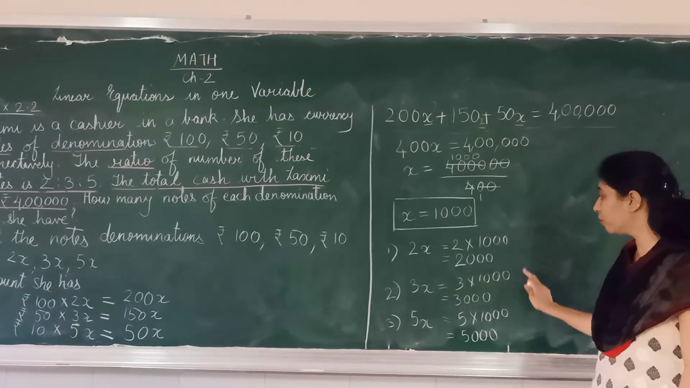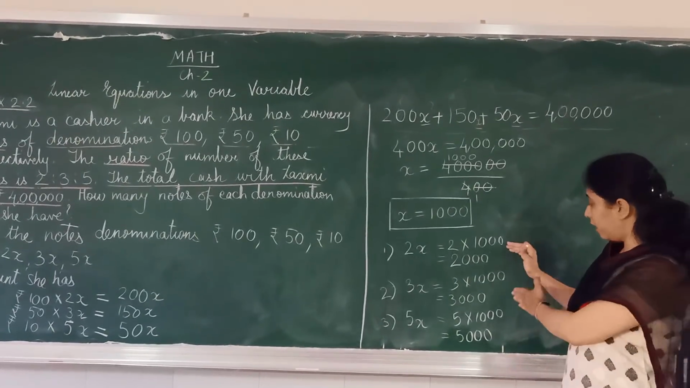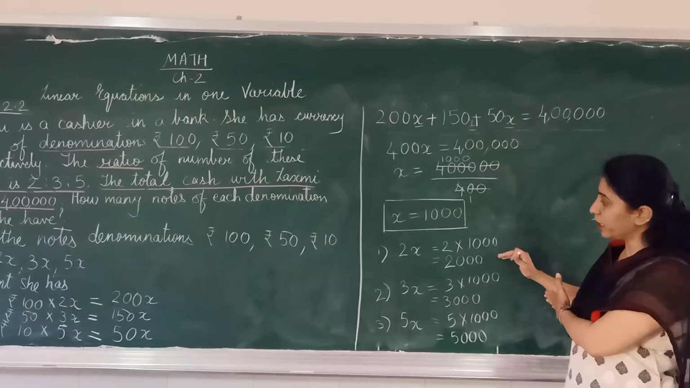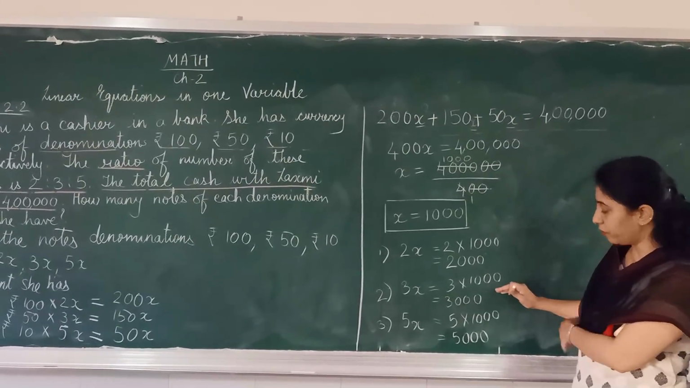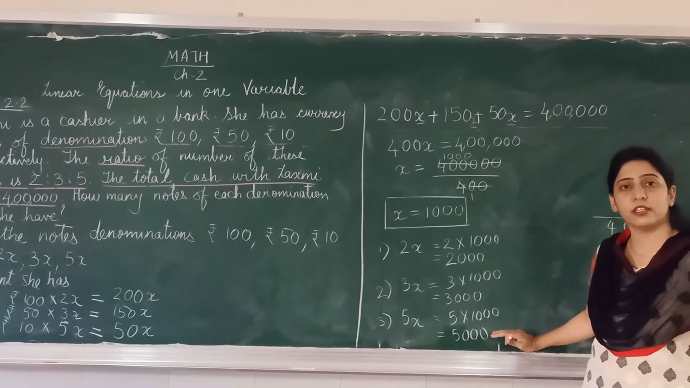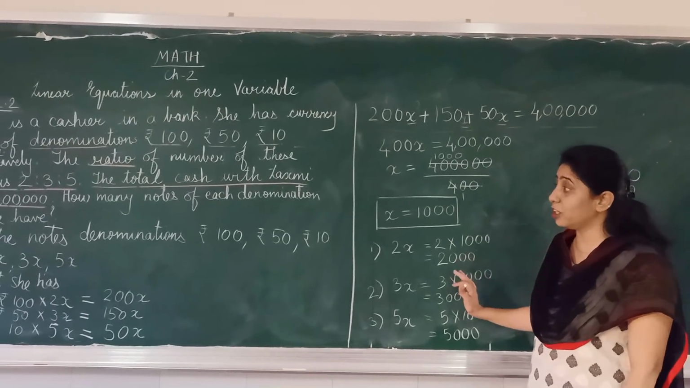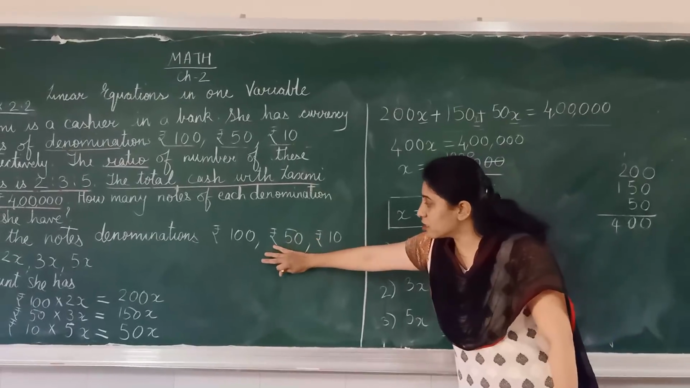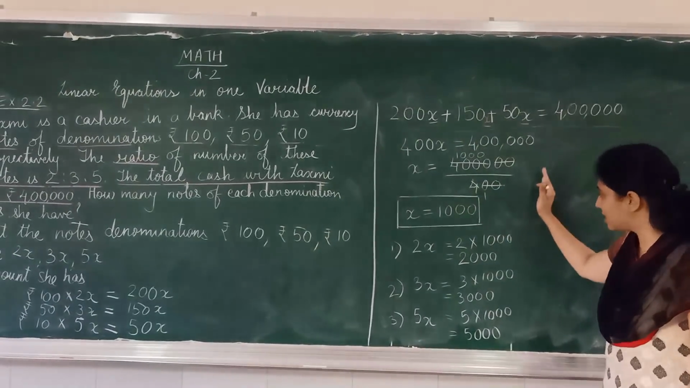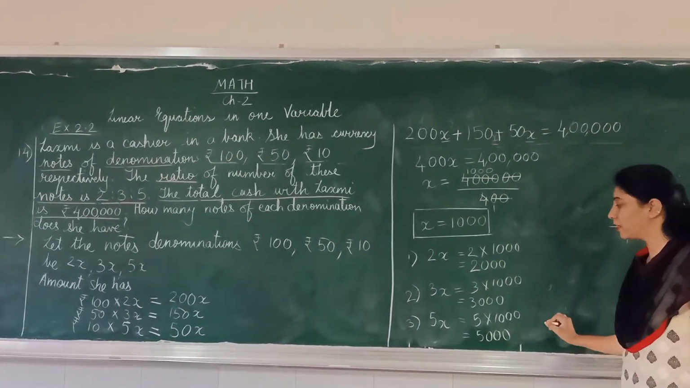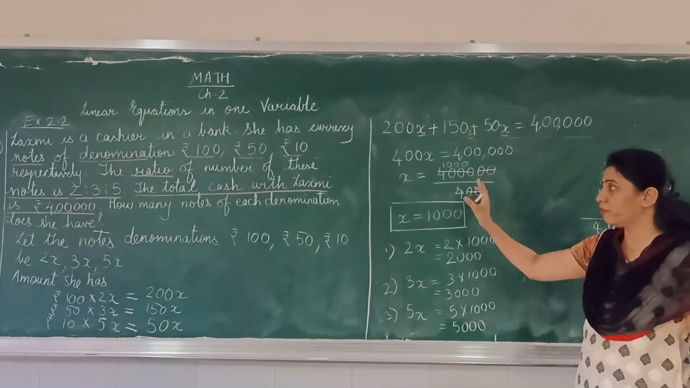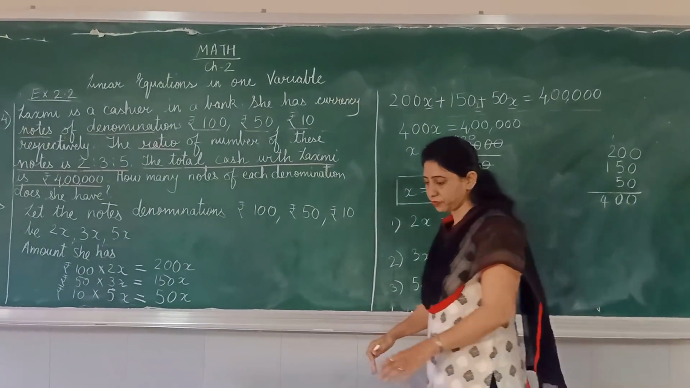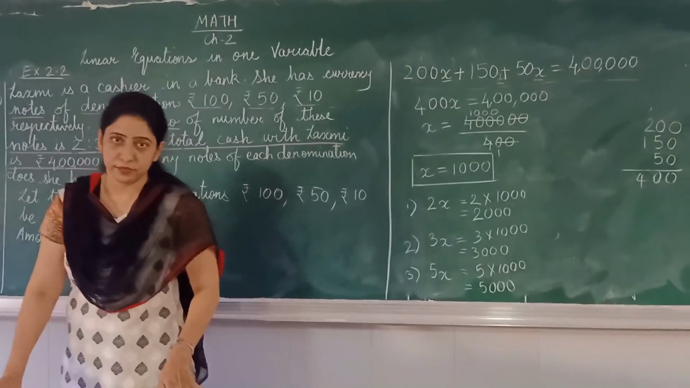5000 notes. So we had to find out the notes of 100, 50 and 10. How many 100? 2000. How many 50? It is 3000, and how many 10? It is 5000. So this is the notes of each denomination we have found. Again in three parts: this is your first part, this is your second part, and this last part is your third part. In three parts you have to find the answer to the question.